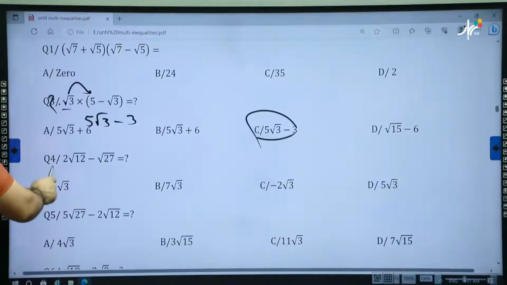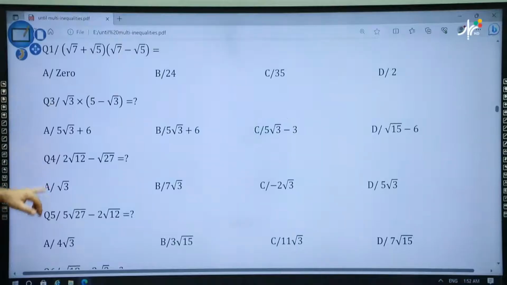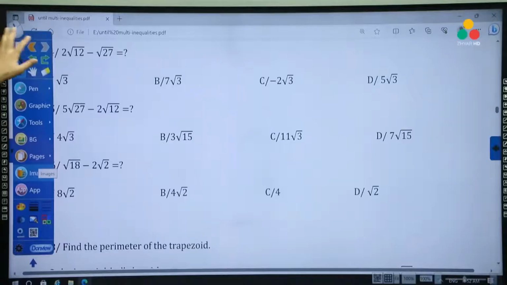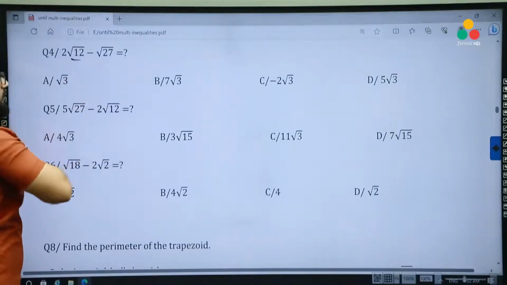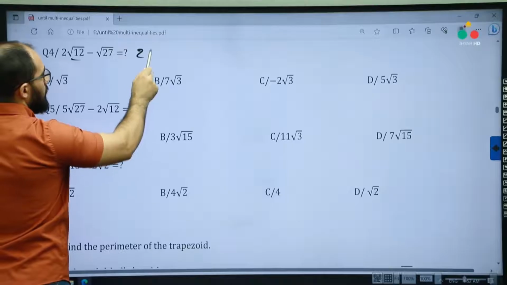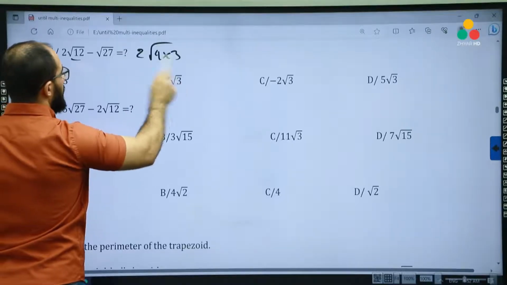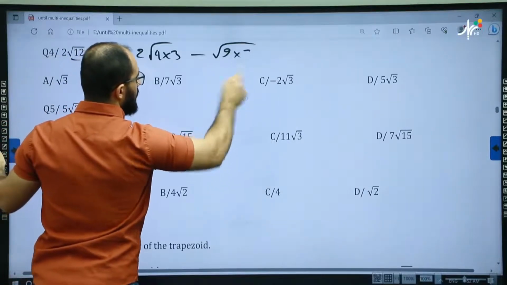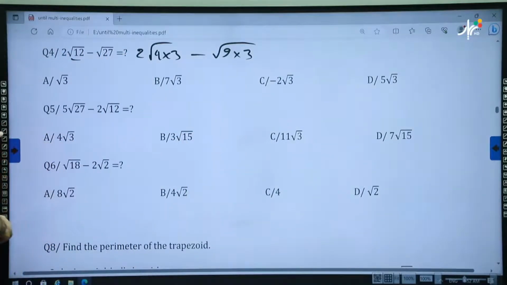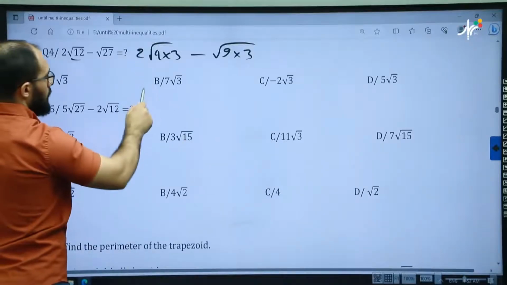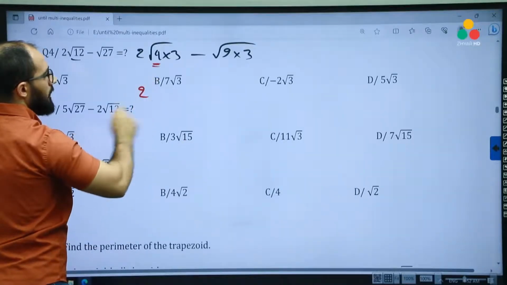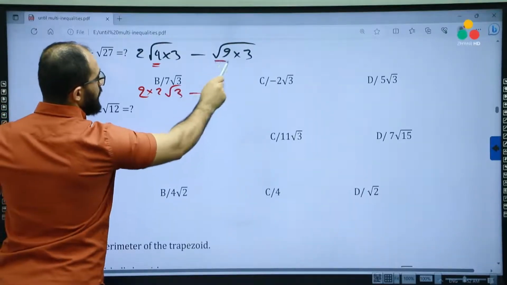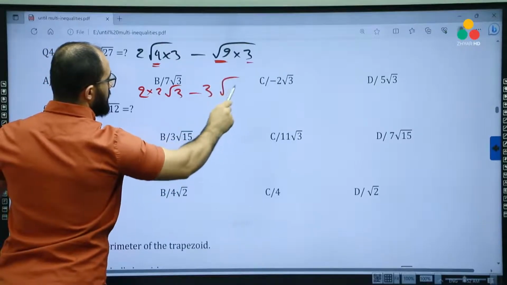Then for question 4, we have to subtract them, but they are not like terms. The radicands are not the same. So it's going to be square root of 4 times 3 minus square root of 72, which is 9 times 3. Okay? Then the square root of 4 is 2, square root of 3, minus the square root of 9, which is 3. 3 stays under the square root.